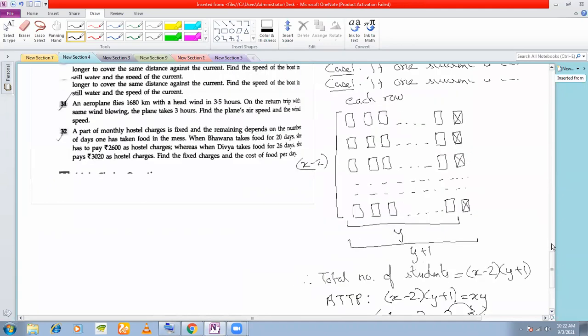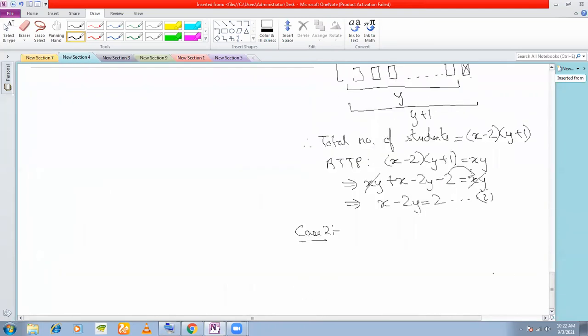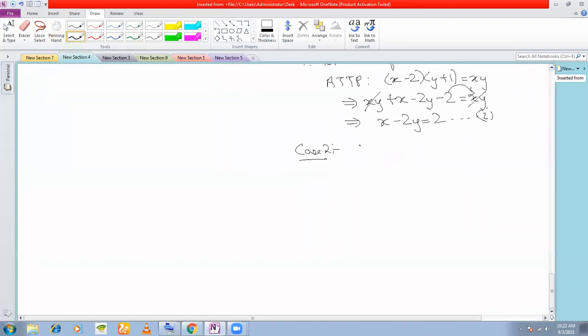What is the arrangement here? Let's see. If one student is less in a row, there would be 3 rows more. If one student is less in a row, so now my alignment looks like this. Then what happens?